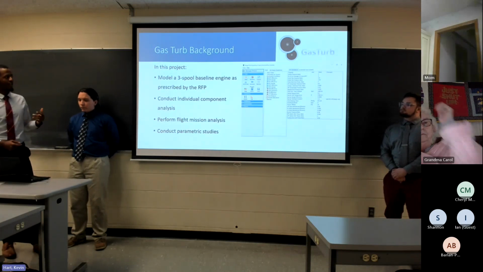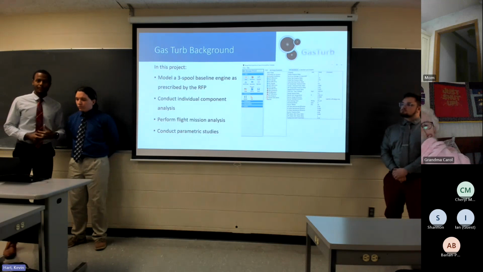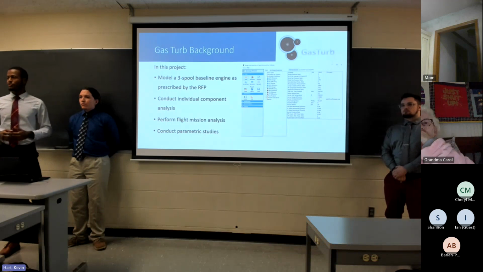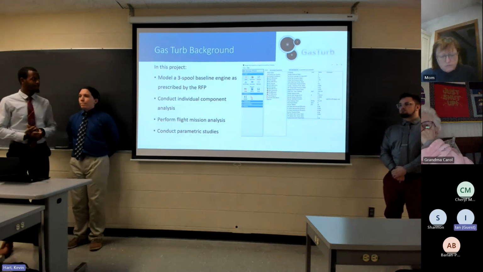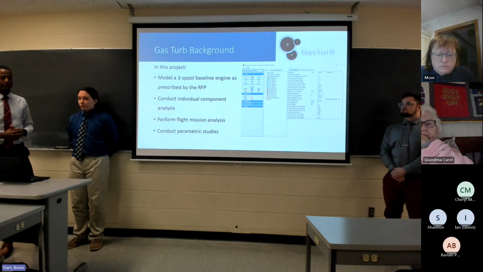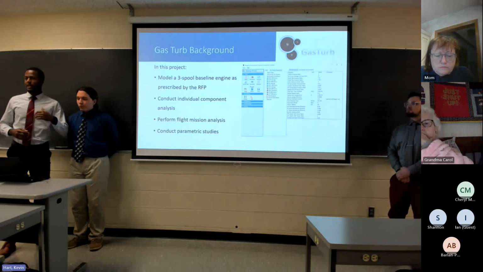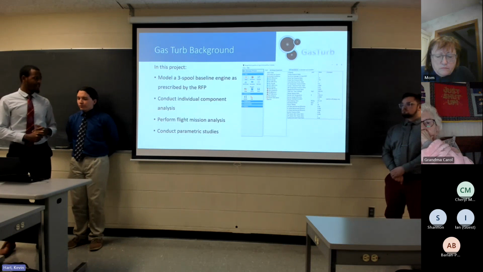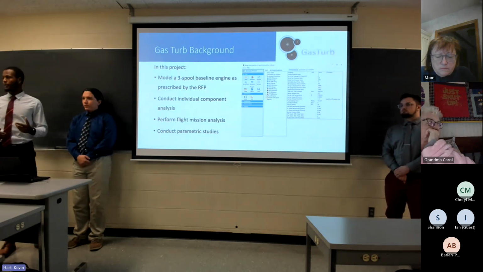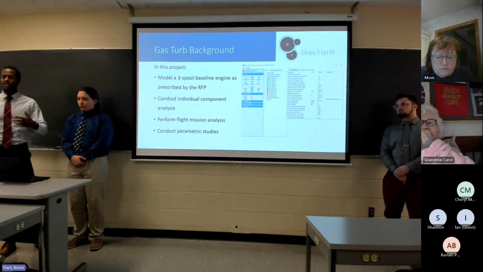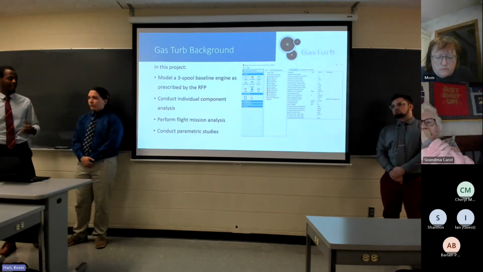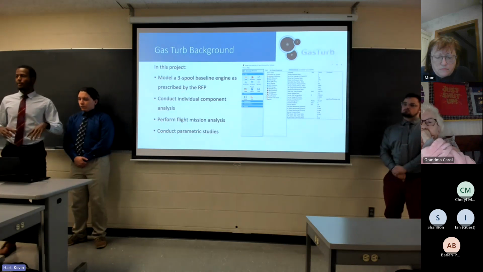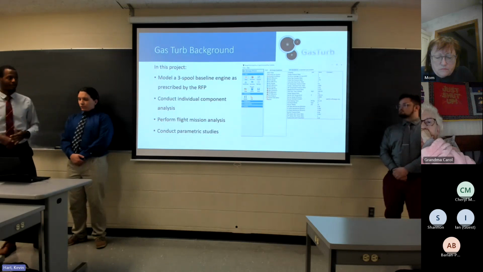So in this project, we'll use GasTurb to model our baseline engine. And as mentioned before, the current engine that we're looking at is the Trent XWB, which is the engine used on the Airbus A350. We'll also conduct individual component analysis. So again, looking at each individual component and designing it to best optimize our constraints and objectives. We'll also perform flight mission analysis. By performing flight mission analysis, we know exactly how the engine will perform during takeoff, cruise, and landing conditions. And then we'll conduct parametric studies to see how each parameter, if it's varied, affects the overall performance of the engine.